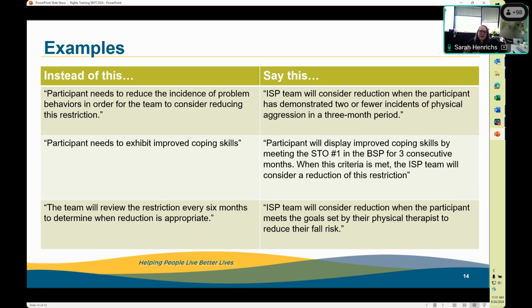So instead of that, and I'm trying to give examples of different ways that you could frame these, it doesn't always have to be about HAB program data or BSP data. You can create reduction plans about a lot of different things as long as they are specific, measurable, and objective. So the ISP team will consider reduction when the participant meets the goals set by their physical therapist to reduce their fall risk.